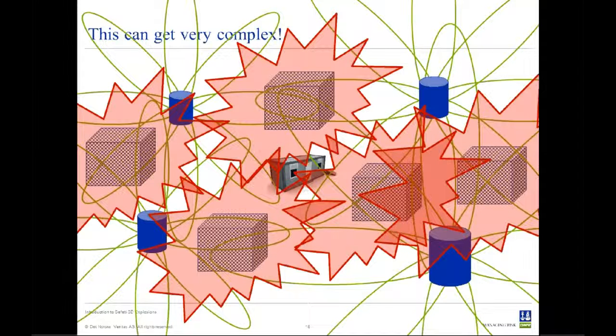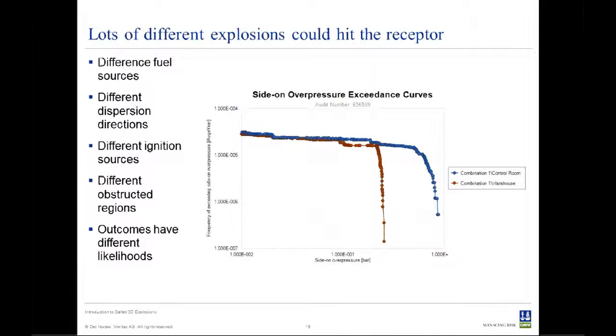Each of these explosion outcomes hitting a receptor, such as a control room or a warehouse or the site boundary, has a different likelihood of occurrence, and the traditional way of representing this is in the form of an exceedance curve. So for those familiar with traditional QRA, this is analogous to an FN curve where we have frequency of experiencing a range of events.